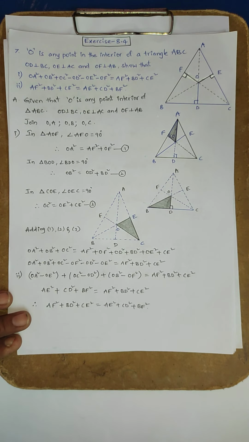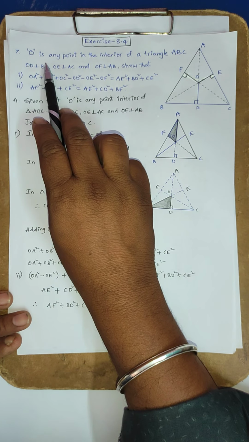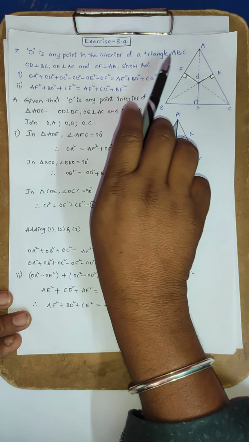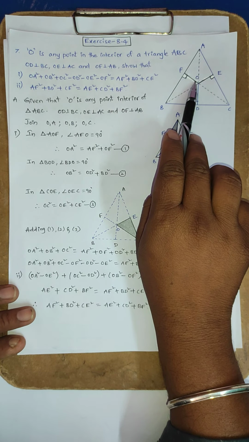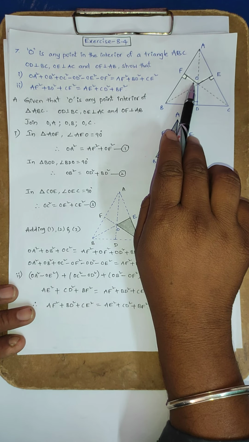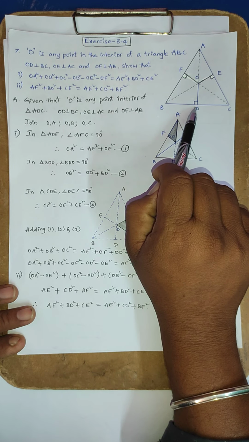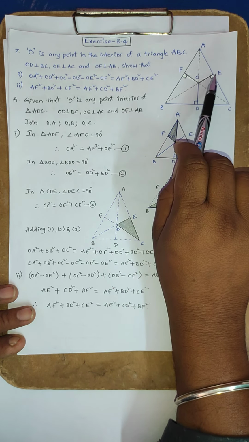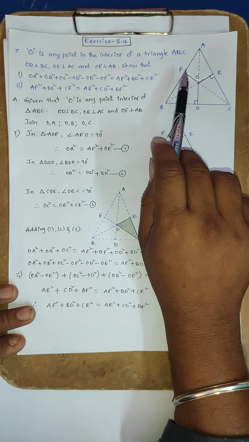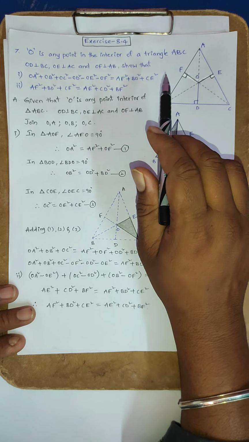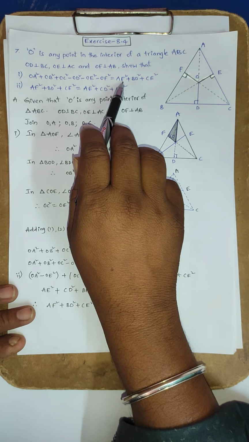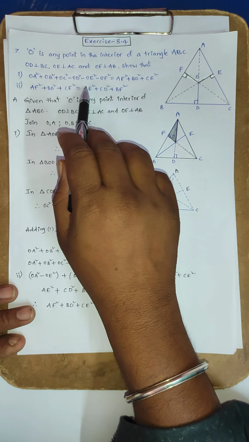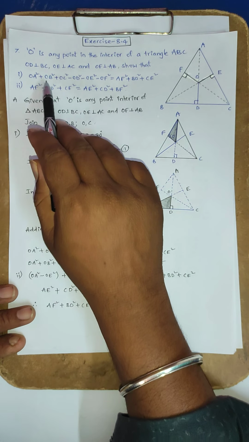Now the seventh problem. Observe carefully. O is any point in the interior of the triangle. This is a triangle ABC, and O is any point, but that point must be in the interior of the triangle. OD perpendicular to BC, OE perpendicular to AC, OF perpendicular to AB. Show that the given conditions hold; we must show these two conditions.